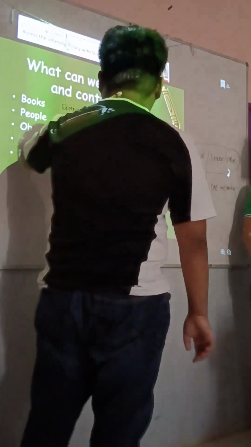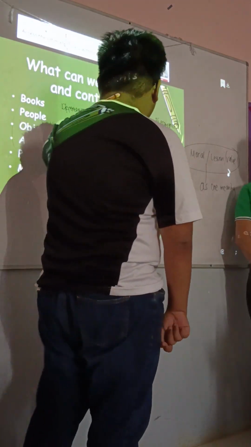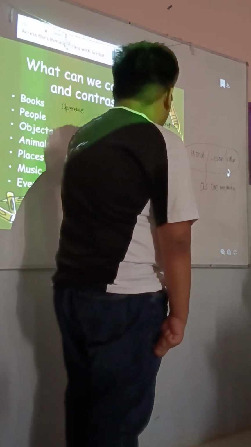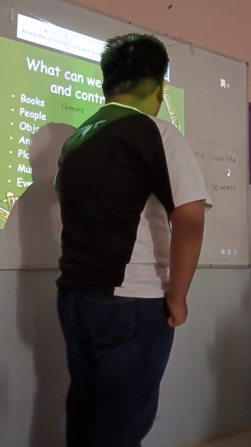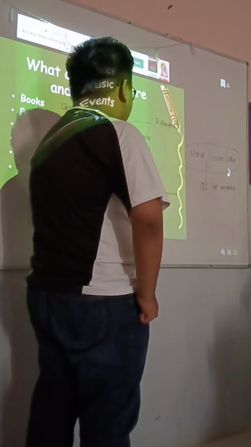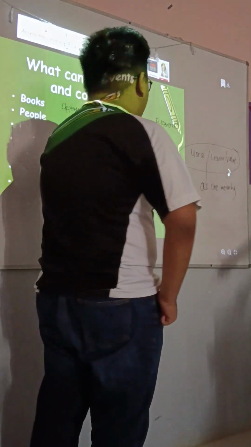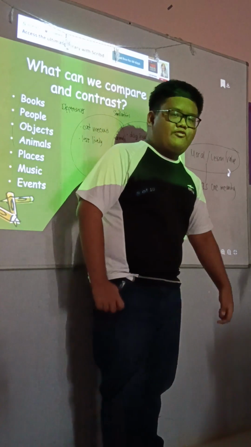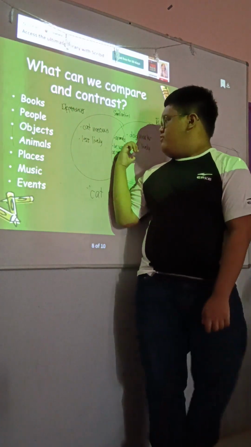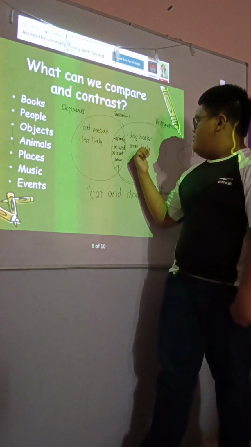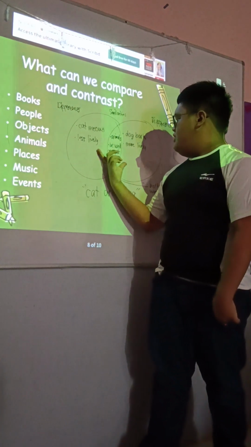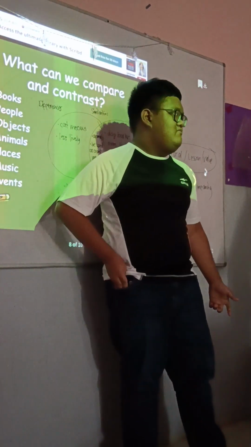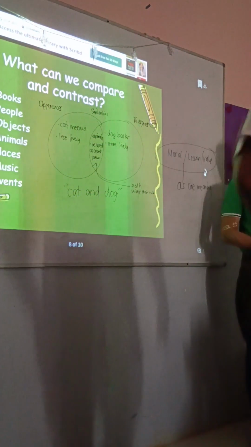So in this circle, pharmacy, and in this circle, grocery store. People go to both of them to buy things they need or want. While a pharmacy sells medicine, a grocery store sells food or appliances. And they're both locations. Good, thank you. Next.